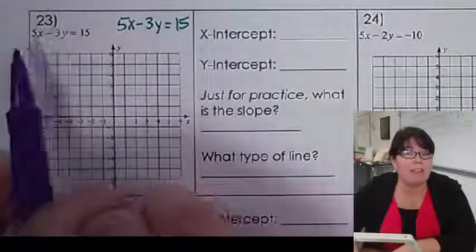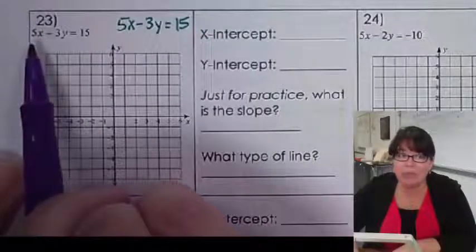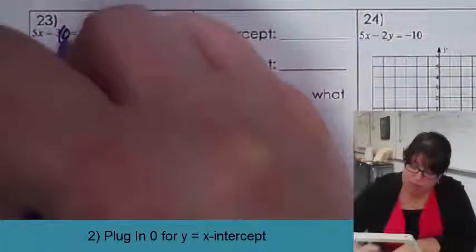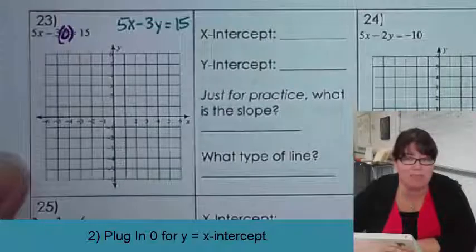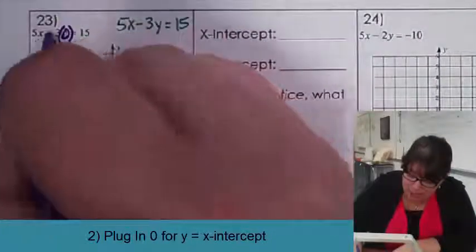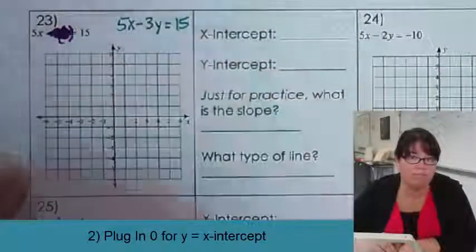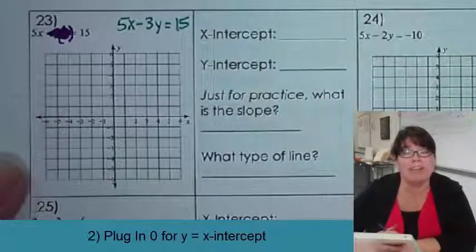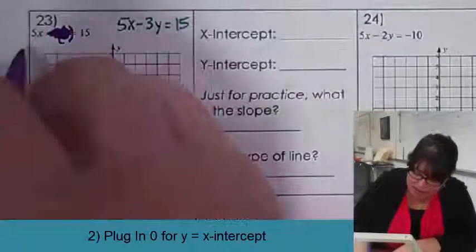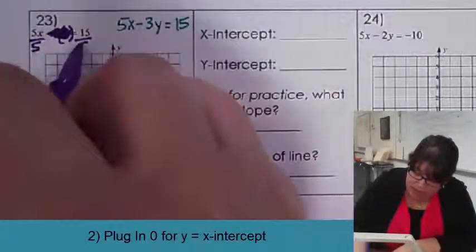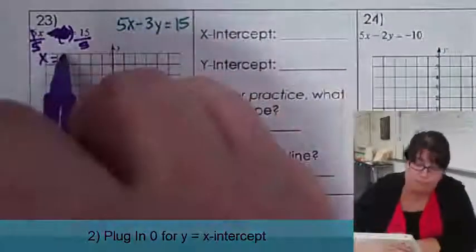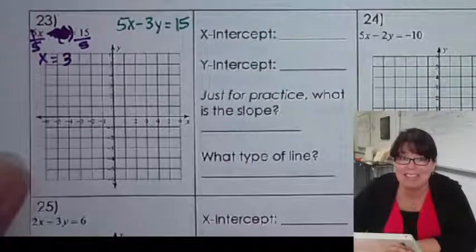If I'm going to find the x-intercept, I need to plug in 0 for y. So if y is 0, then this is 3 times 0. And 3 times 0 is just 0. So it makes this whole term disappear. Okay? And we're left with 5x equals 15. So I can just solve to find out what x is. Divide by 5 on both sides, and x equals 15 divided by 5 is just 3. So that tells me my x-intercept.